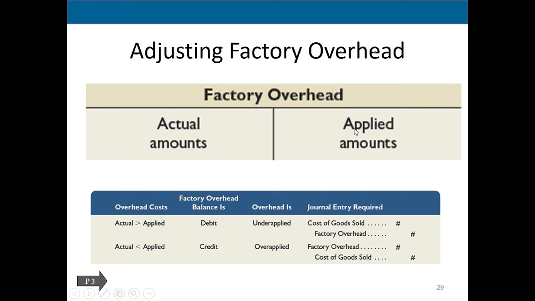On the other hand, if 10,000 was our actual and we pushed out 11,000, then we're $1,000 overapplied. We have $1,000 too much going to the jobs, right? Actual is less than applied in this case. That means we have a credit balance in factory overhead that we need to get rid of. Well, how do you get rid of a credit? You're going to debit the account, right? And if you're going to debit factory overhead by 1,000, you're going to have to credit cost of goods sold to get rid of it.